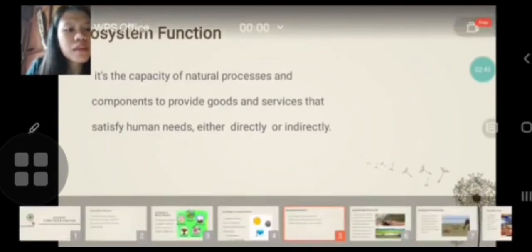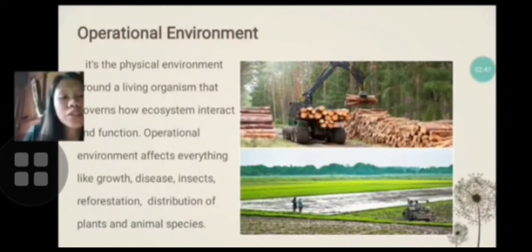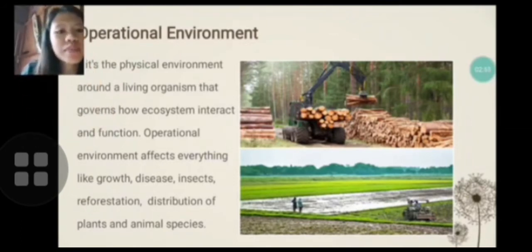Operational environment. When we talk about the operational environment, it is the physical environment around living organisms that governs how ecosystems interact and function. The operational environment affects everything like growth, disease, insects, reforestation, and the distribution of plant and animal species, like the big drivers, such as harvesting of timber, then silviculture.